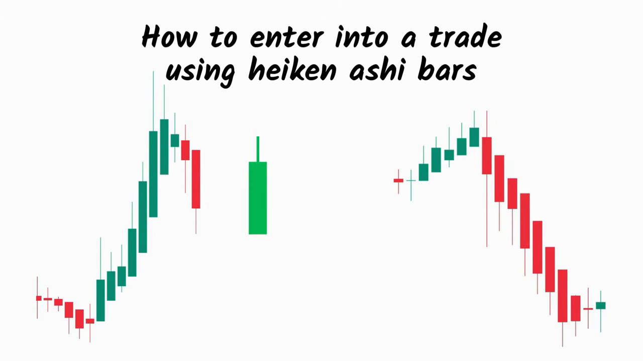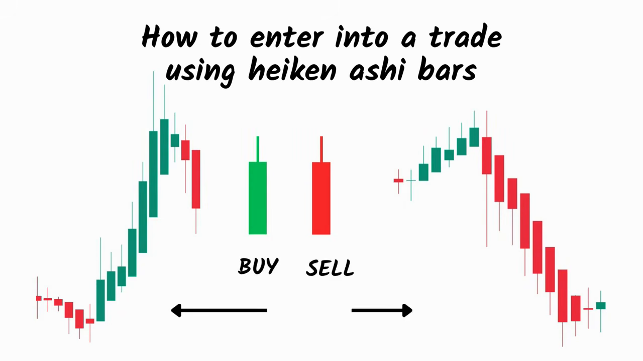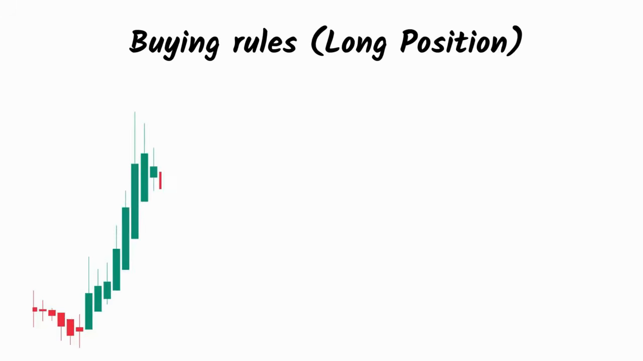Now, let's discuss how to enter a trade using Heiken Ashi bars. Whenever you see a bullish Heiken Ashi bar, it's tempting to go long immediately. Or, when you see a bearish Heiken Ashi bar, it's tempting to go short. But please, control this urge. I know some people preach this method, but I know you're smarter than that. So don't do it.